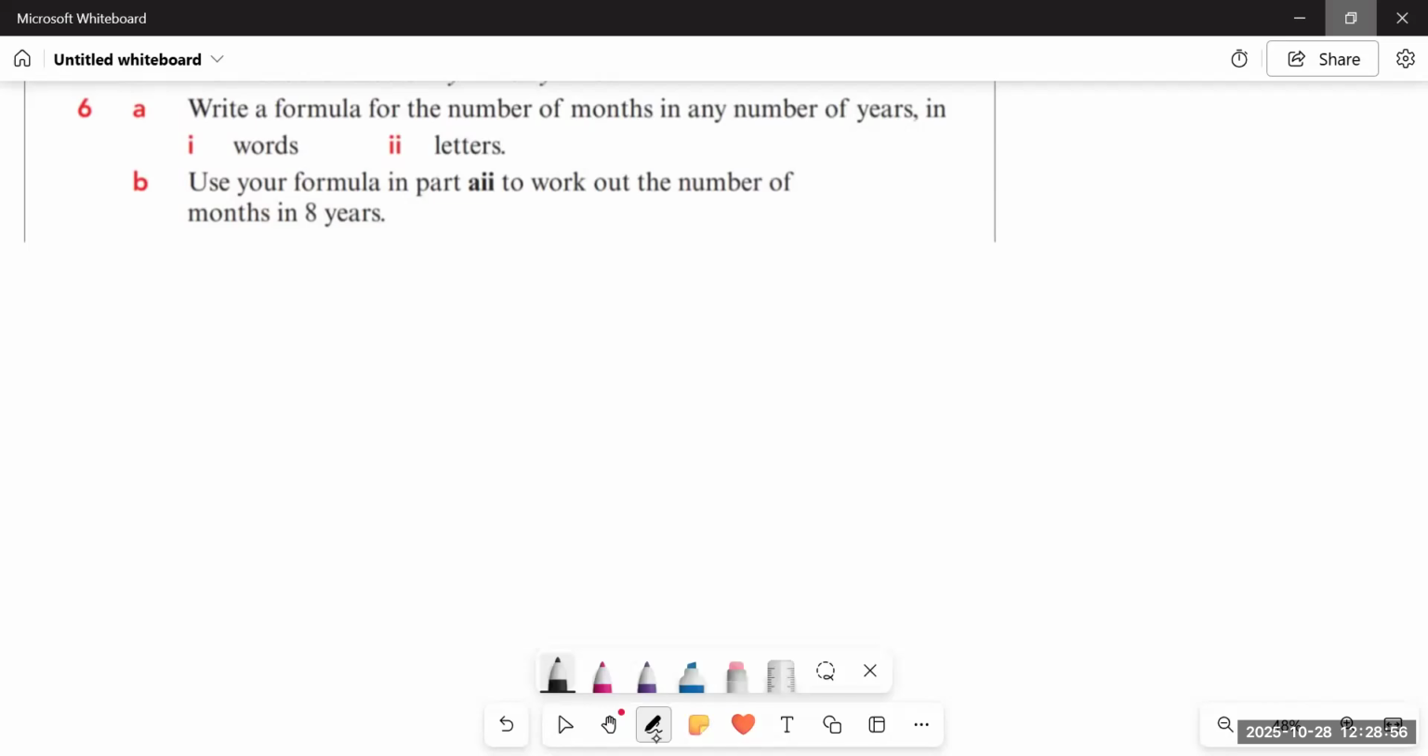Question number 6 is: write a formula for the number of months in any number of years in words and then in letters. So what are we supposed to do? We will simply have to write down a formula this time, when the number of years is given and we have to convert it into the number of months.